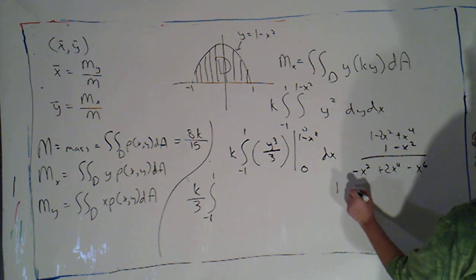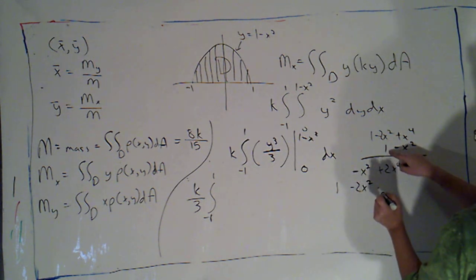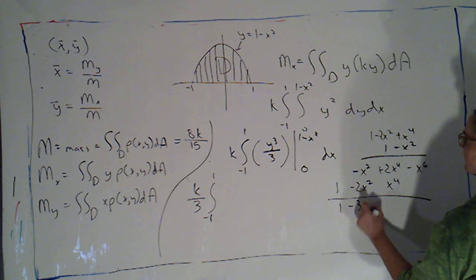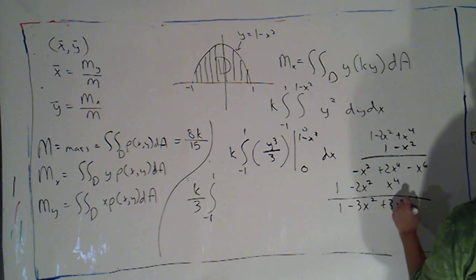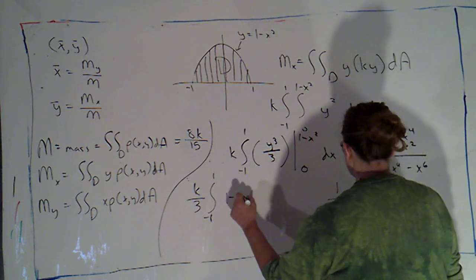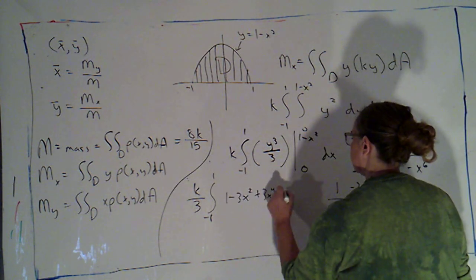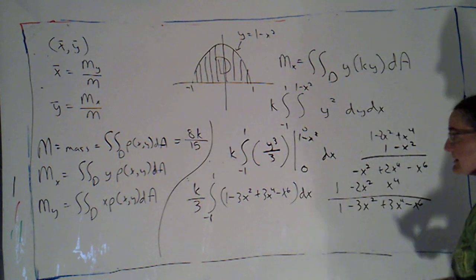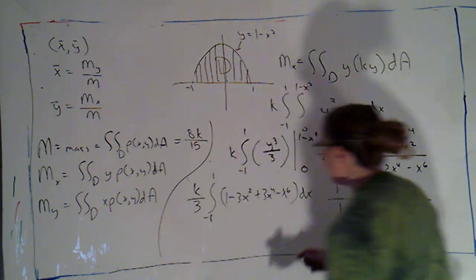and then plus a 1 and a minus 2x squared and an x to the fourth. So it's a 1 minus 3x squared plus 3x to the 4th minus x to the 6th dx.